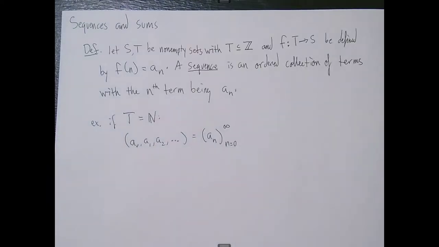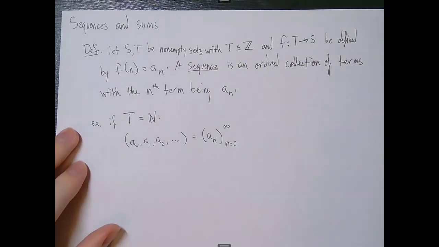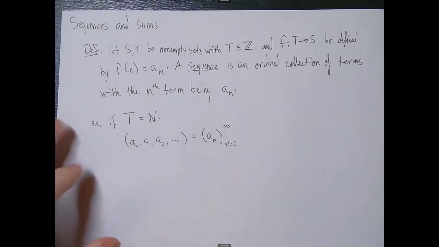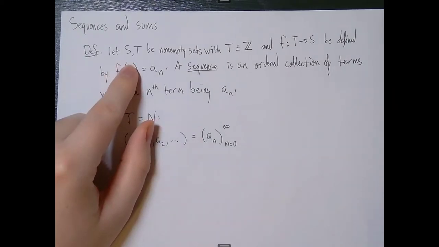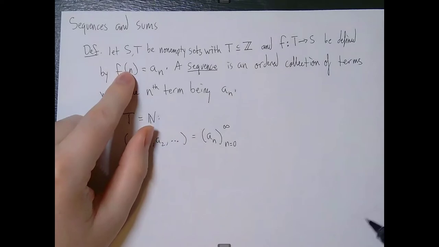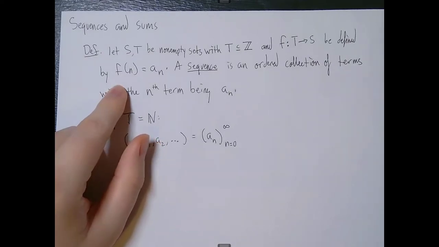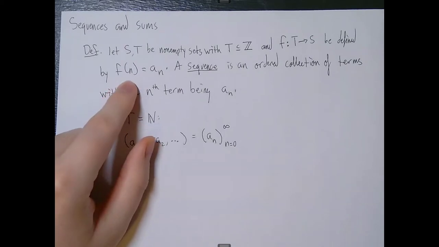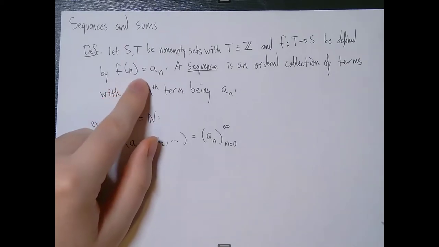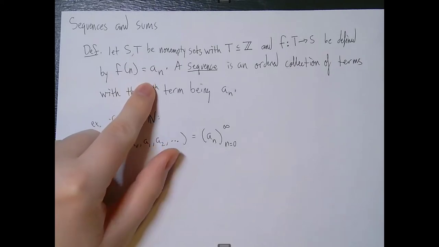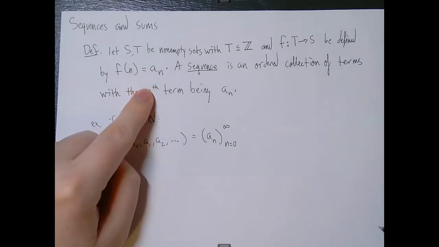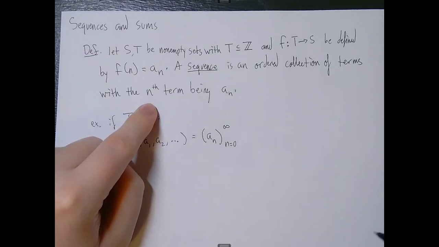All right, so I'm going to define a sequence in terms of things like sets and functions and all that kind of stuff. So we'll let S and T be non-empty sets, with T specifically being a subset of the integers. And we'll let f be a function that maps elements of T to S. We're going to label f applied to n as a sub n. So a sequence is an ordered collection of terms, with the nth term being a sub n.